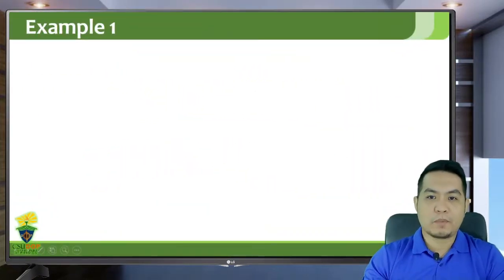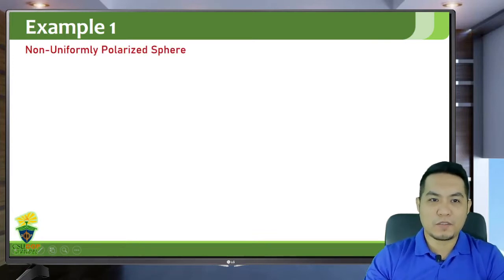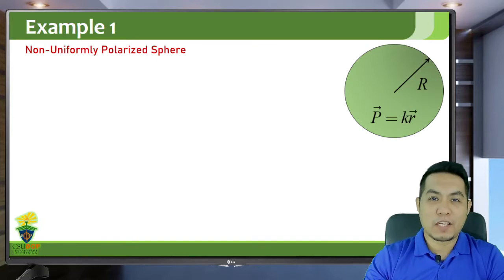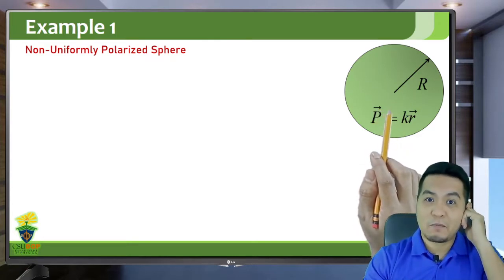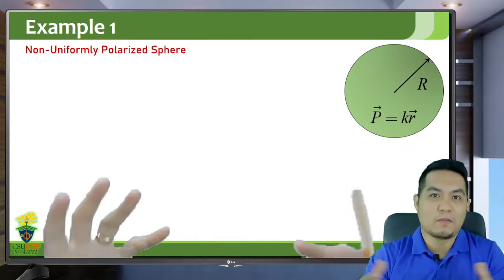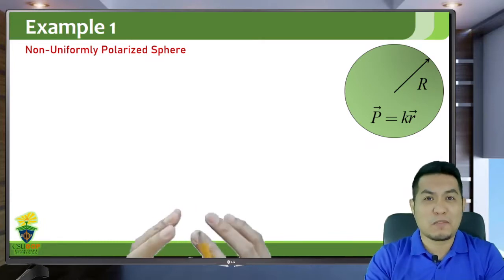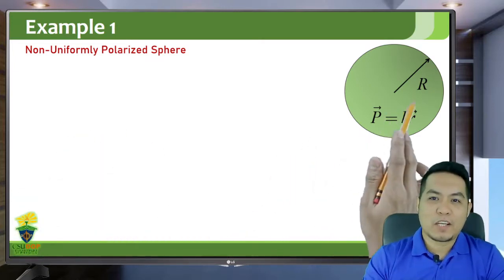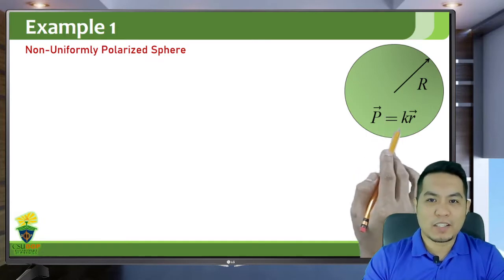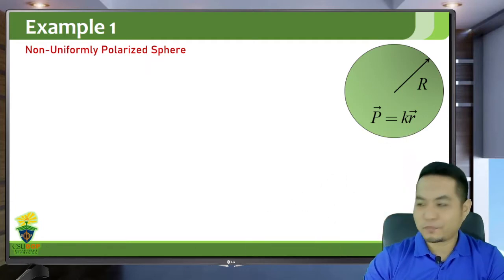So let's have an example about polarization. Here we have a non-uniformly polarized sphere. So this is our sphere of radius R. It's a sphere of dielectric material, so this is an insulator. It can be a sphere of plastic or a sphere of glass. And its radius is R, and it's polarized. Polarization is k times r.